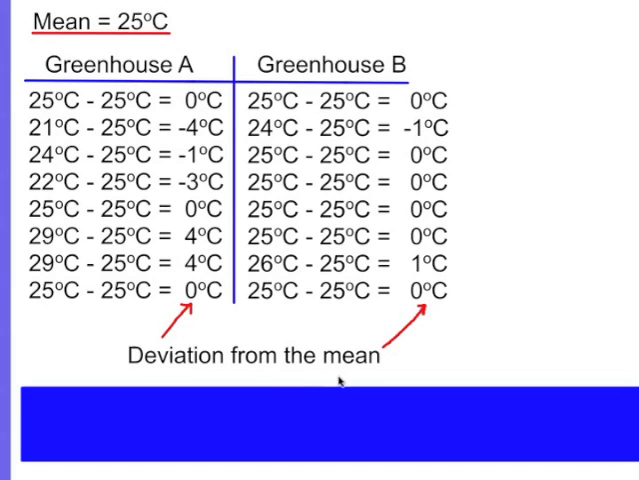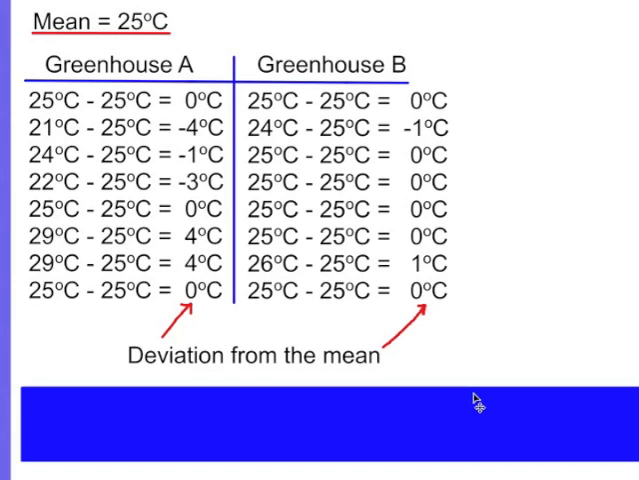And the way we can check this mathematically is to look at how much each value deviates from the mean. To do that, we subtract the mean from each of the individual values. So in greenhouse A, the deviation from the mean ranges from -4 to +4, and in greenhouse B, the deviation from the mean ranges from -1 to +1.